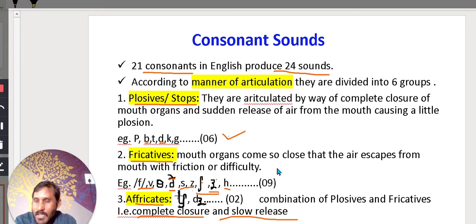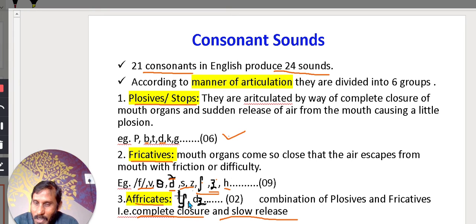It's like fricatives, they release to a narrow passage. Here also they release to a narrow passage, but after complete closure, not with a little bit of open mouth. So it's a combination of both plosives and fricatives. Okay. For example, there are only two symbols.